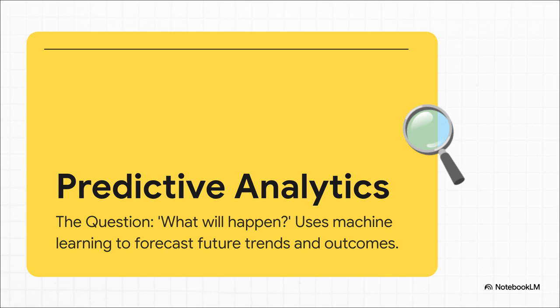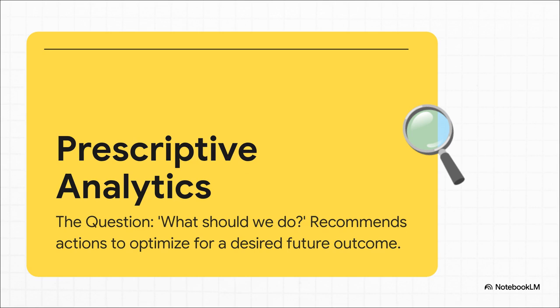We use all that historical data to train statistical models and machine learning algorithms to make educated guesses about the future. Things like which customers are most likely to leave, or what sales are going to look like next month. And finally, we reach the top of the ladder, prescriptive analytics. This is the real game changer.